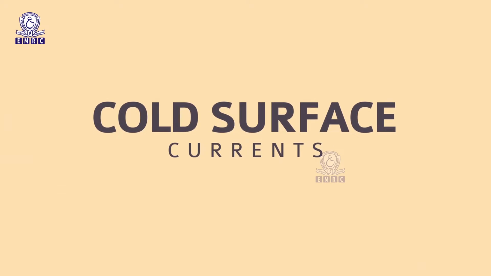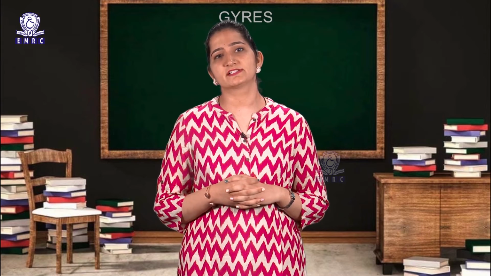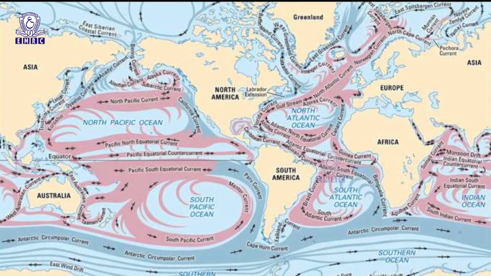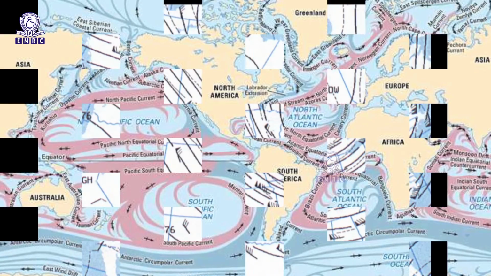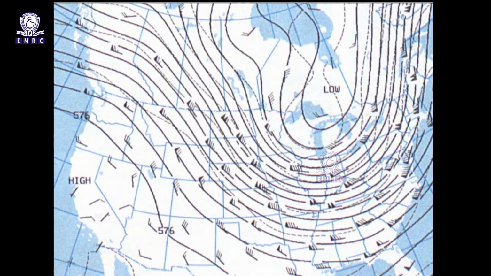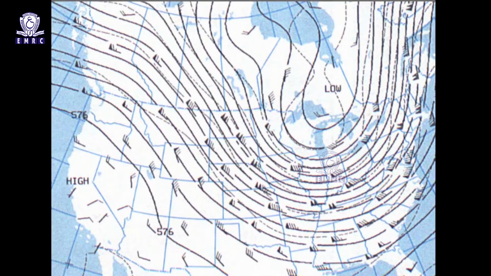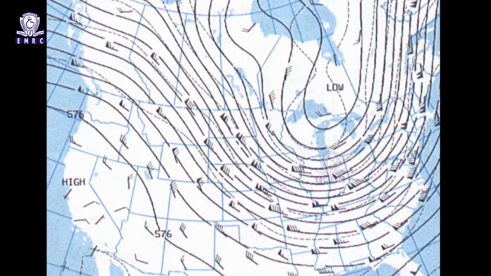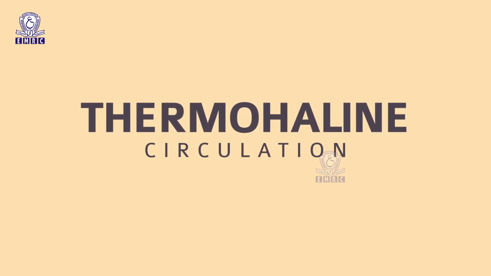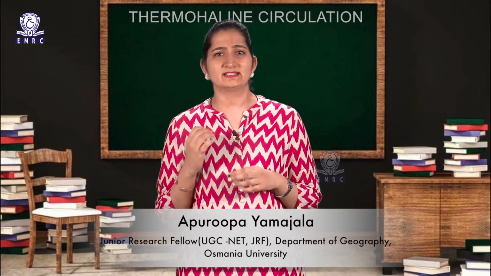Cold surface currents. The next type of currents are the cold surface currents. These currents come from polar and temperate latitudes and they tend to flow towards the equator. Like warm surface currents, the cold surface currents are driven mainly by the atmospheric forces and are influenced by the Earth's rotation. Thermohaline circulation. Warm water holds less salt than cold water, so it is less dense.